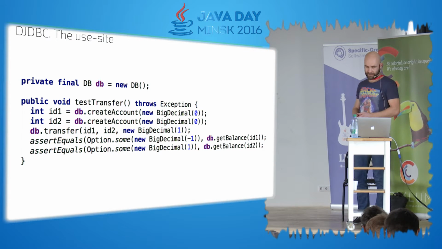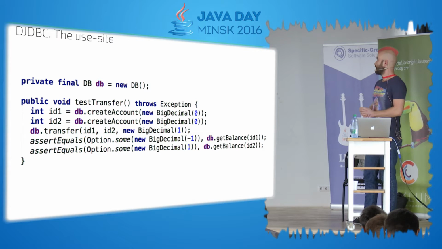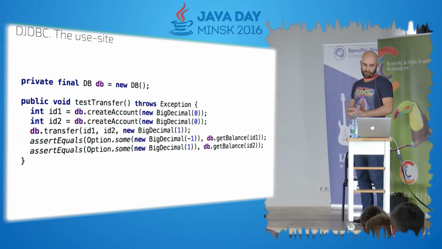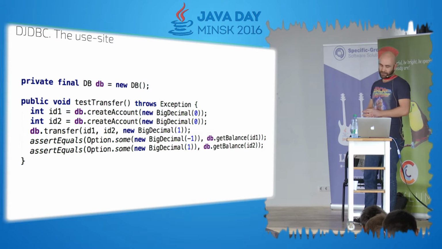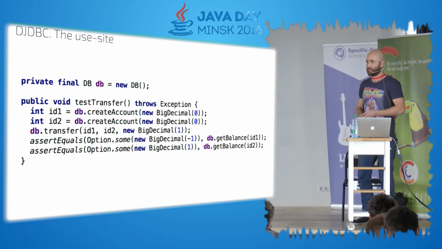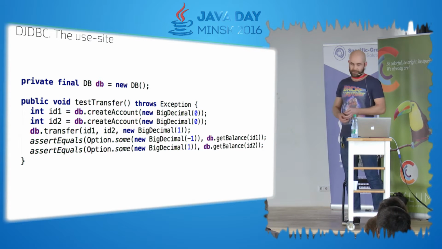And on the use side, the code would look like this. In this example, I create 2 accounts and receive the identifiers of them, and then I use those identifiers to make a transfer, and then I assert certain things that have changed about the states of those accounts.